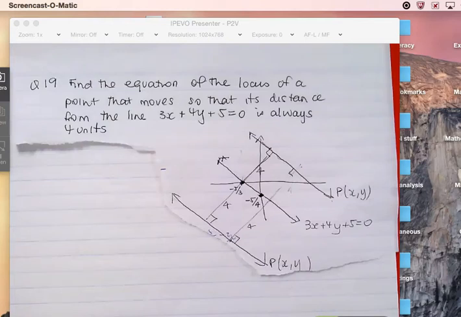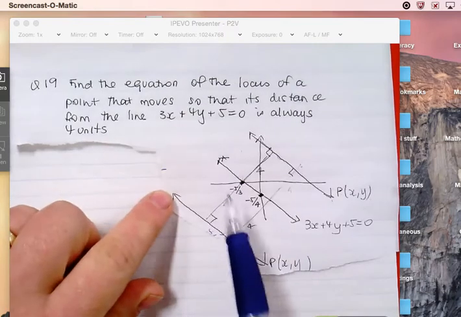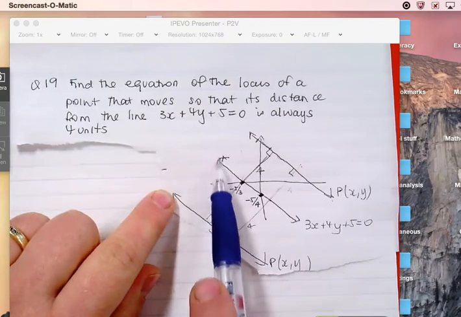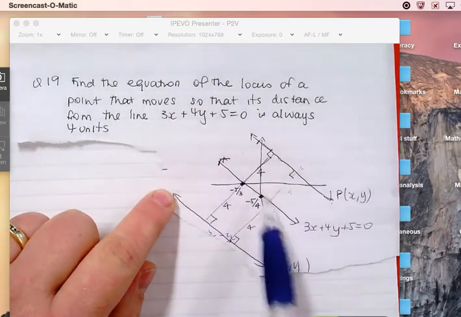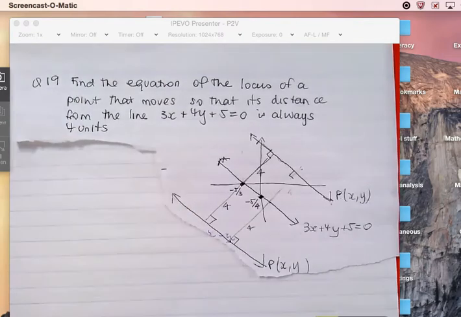Question 19, and I think you may have written it out yesterday. The question was to find the equation of the locus of a point that moves so that its distance from the line 3x plus 4y plus 5 equals 0 is always 4 units. So what we did yesterday, we wrote this question out, and I quickly sketched that line 3x plus 4y plus 5 equals 0 with just the x and y intercepts.